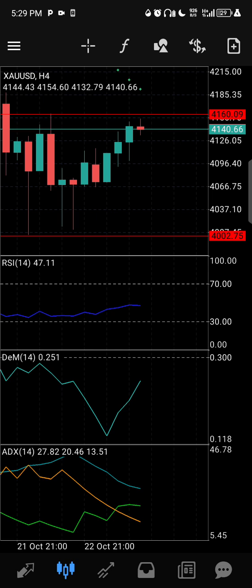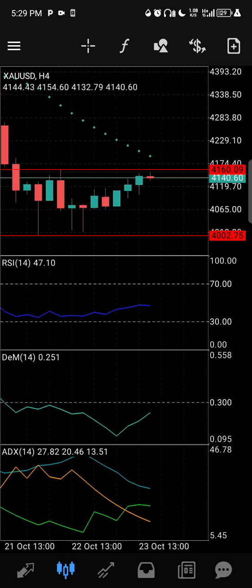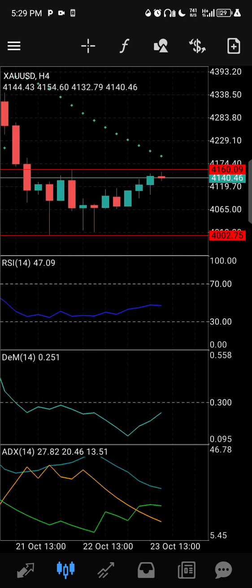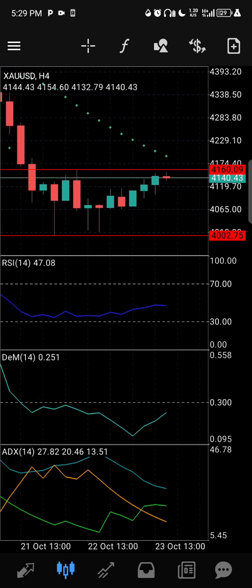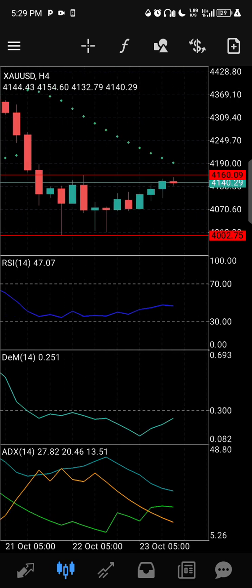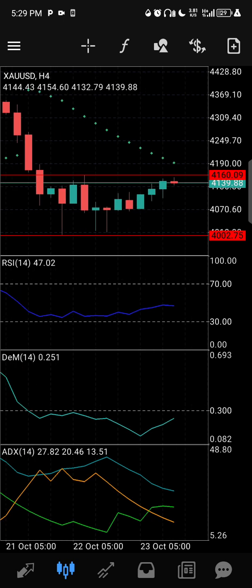So what you do now, as you can see, our DeMarker is going down to 0.118, and the up is 0.251. So we are going to wait now, because if you take this trade now, you are going to lose your money, you understand, because the market, you see how it's going, it was going up, it's going down, so you're not too sure. So let us check our top down analysis.